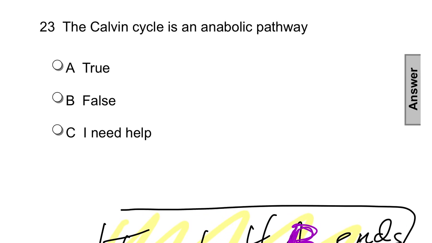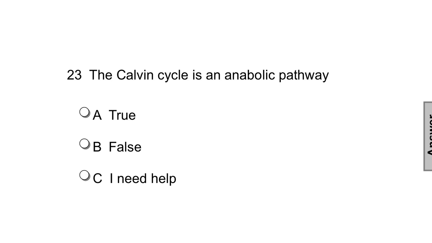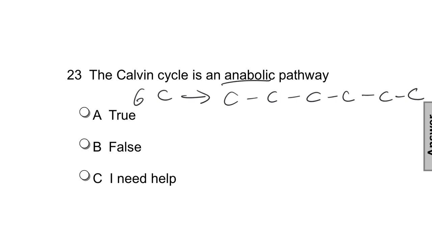The Calvin cycle is an anabolic pathway. True or false? Yeah, that's glucose building up from carbon dioxide. So we get 3 carbons from carbon dioxide basically forming glucose with 6 carbons. And that's anabolic. Obviously, anabolic needs energy, and you get the energy from ATP and NADPH. So that's true.